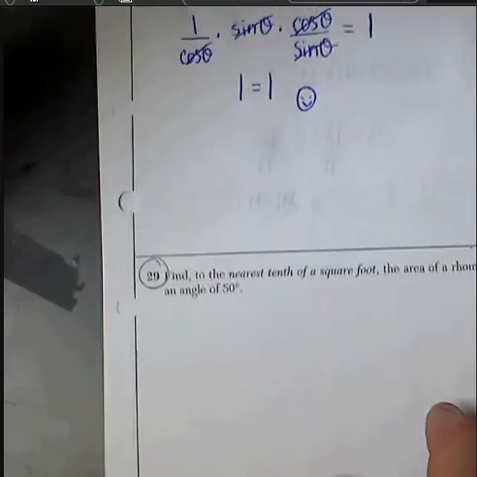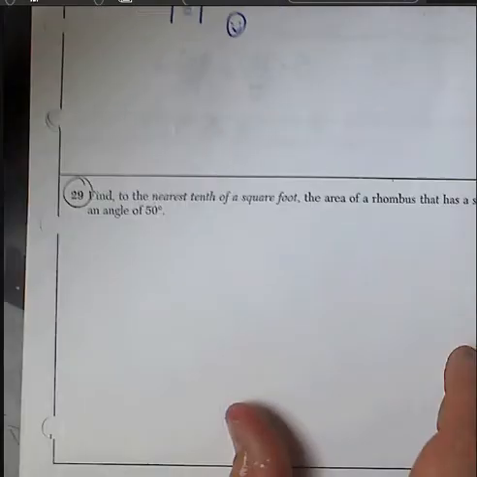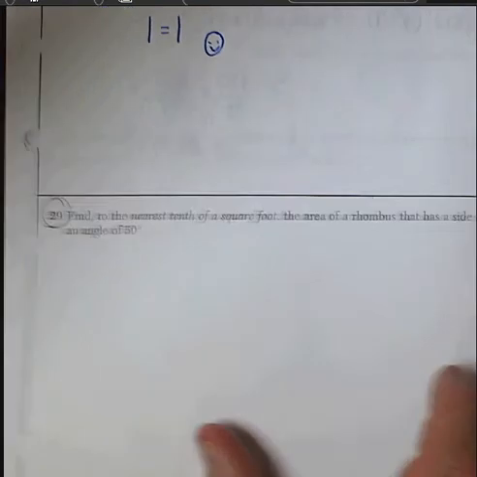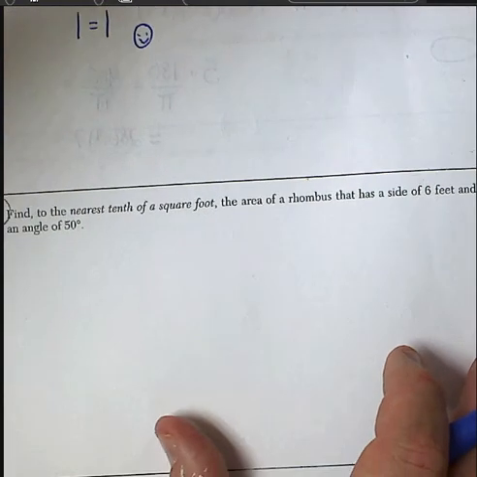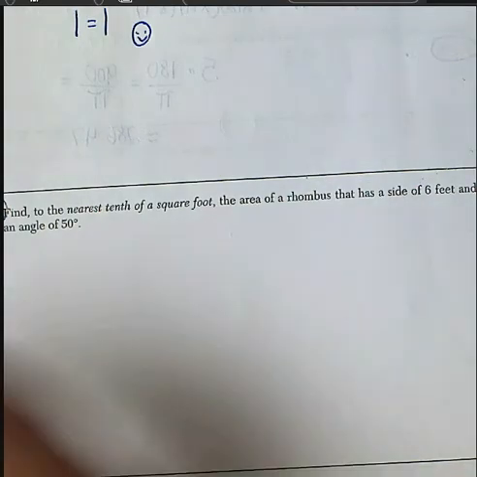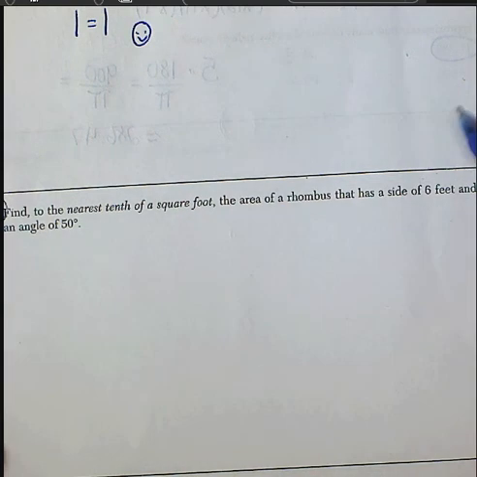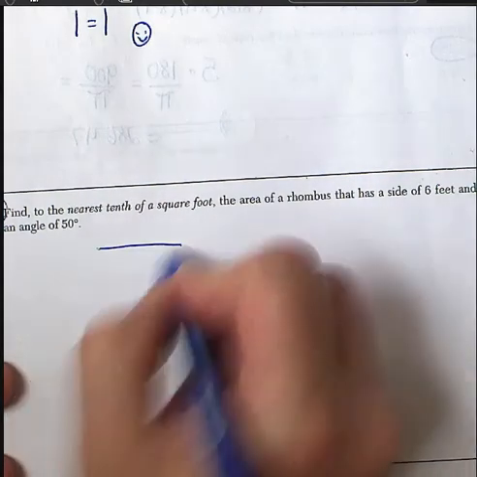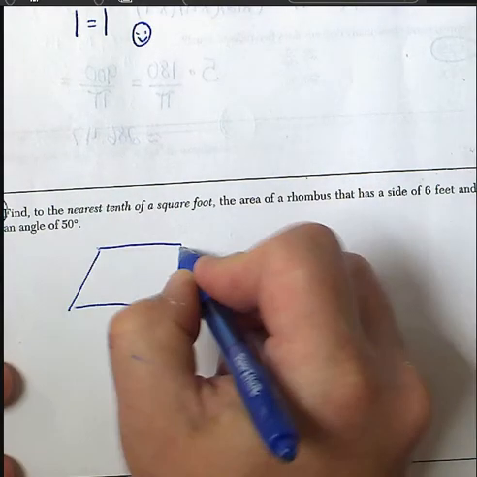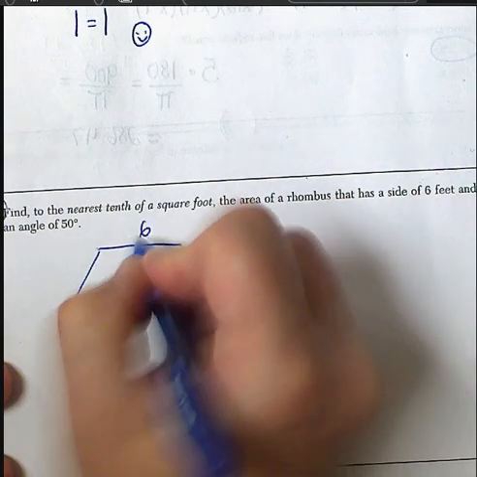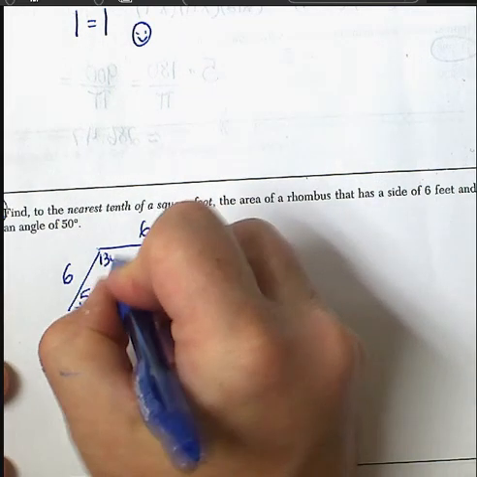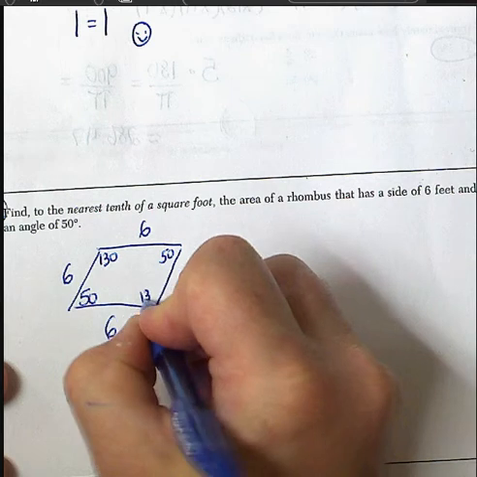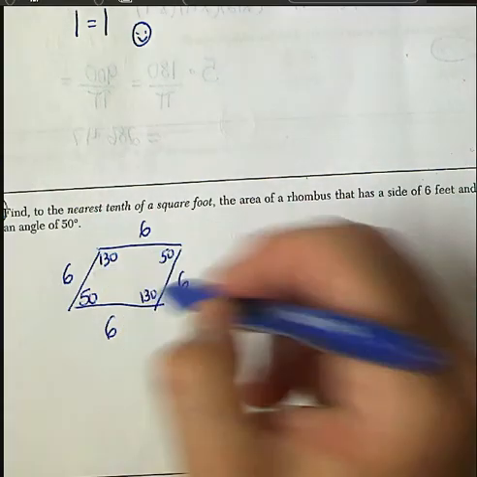Number 29. 29 says, find to the nearest tenth of a square foot the area of a rhombus that has a side of 6 feet and an angle of 50. So if we're going to draw a rhombus, what do we know about a rhombus? We know a rhombus has all sides being the same, and it has an angle of 50. So if you know that that's 50 in a rhombus, which is a parallelogram, we know all this about it because consecutive angles have to add up to 180, opposite angles are equal, and so on.